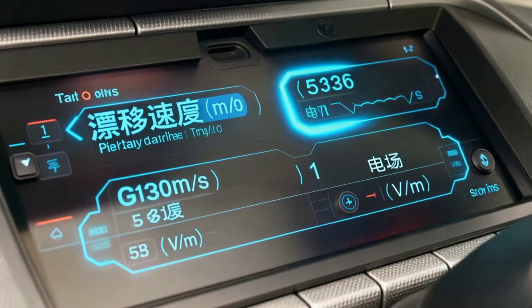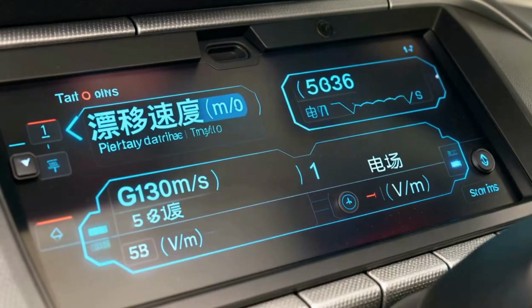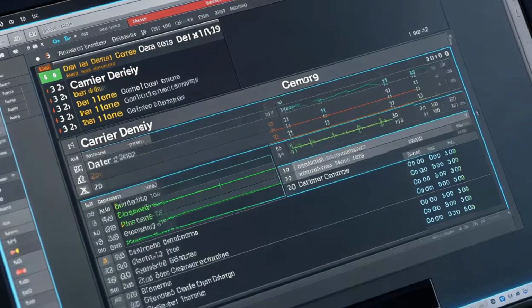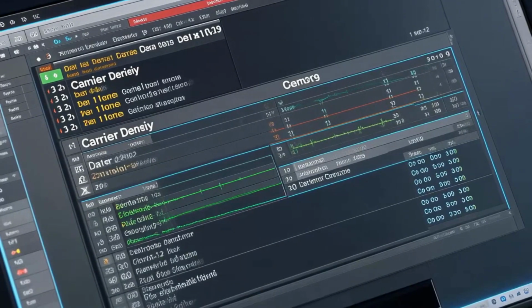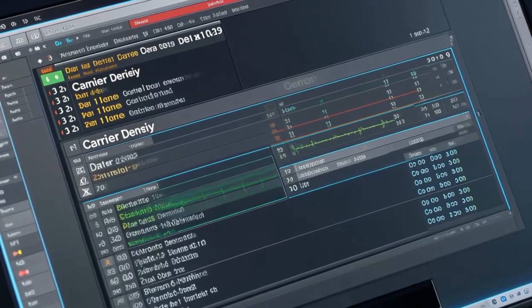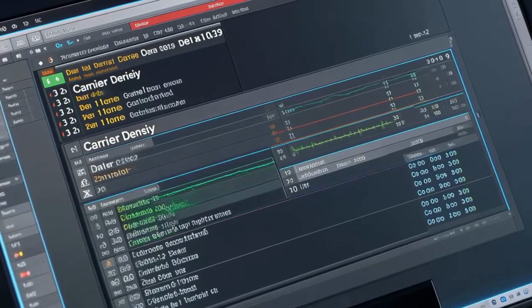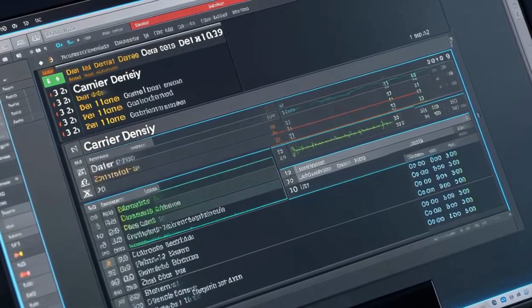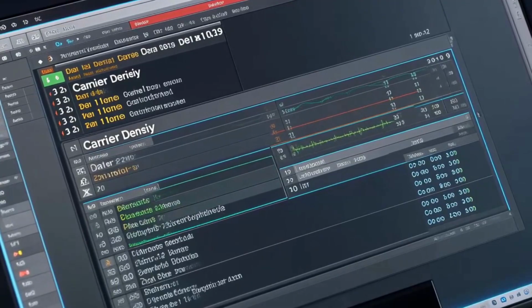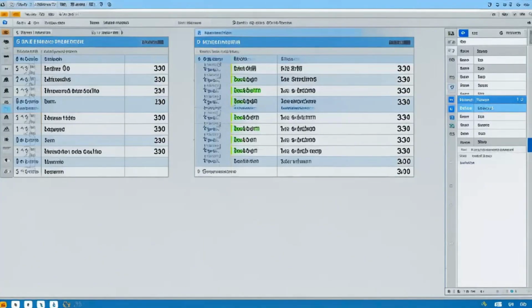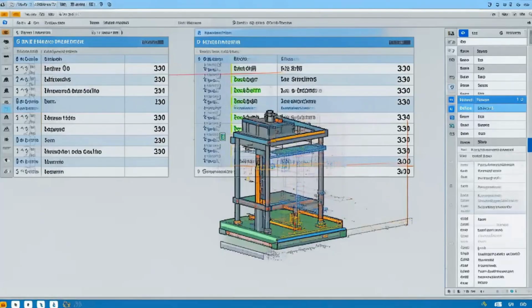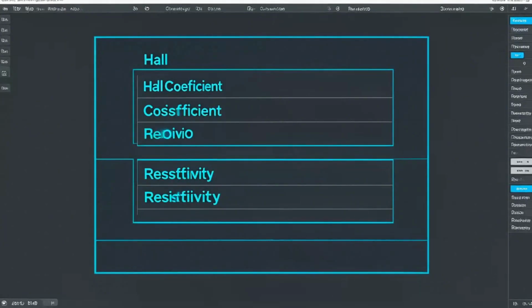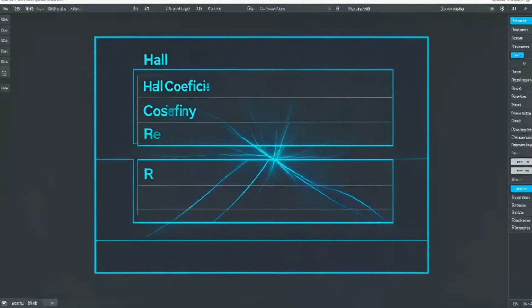Now enter your input values: drift velocity in meters per second, electric field in volts per meter, mobility in square meters per volt second, carrier density in carriers per cubic meter, carrier charge which defaults to 1.60217634 times 10 to the negative 19 coulombs, temperature defaulting to 300 Kelvin, relaxation time in seconds, effective mass in kilograms, Hall coefficient in cubic meters per coulomb, and resistivity in ohm meters.